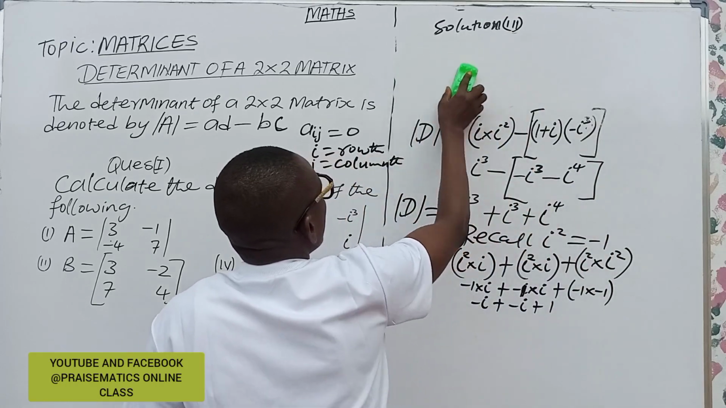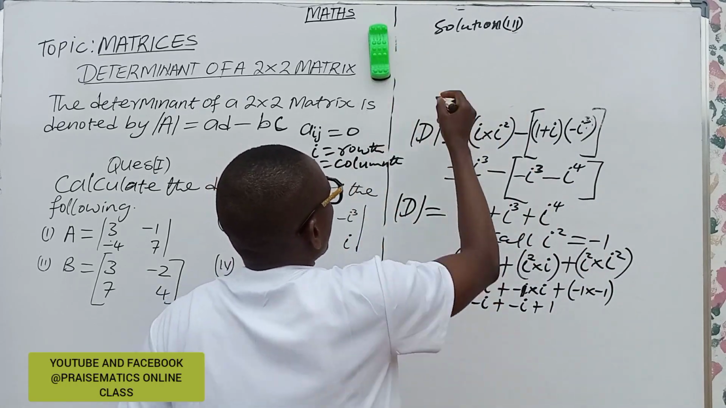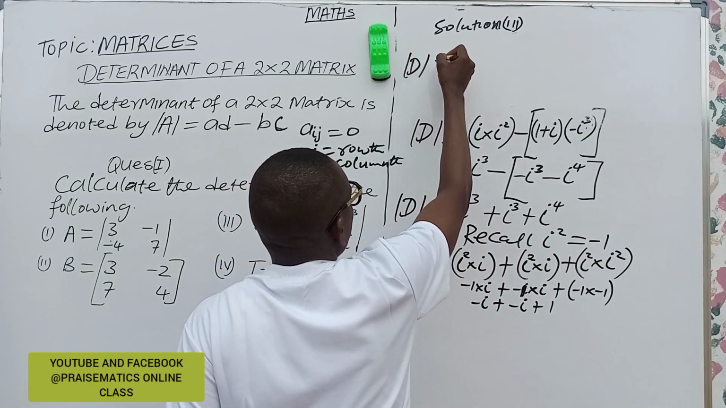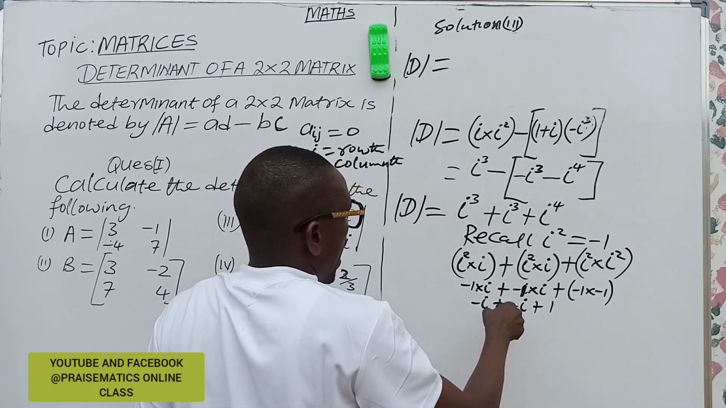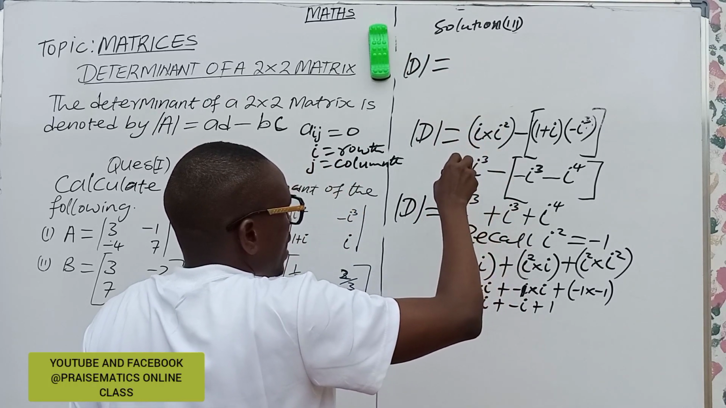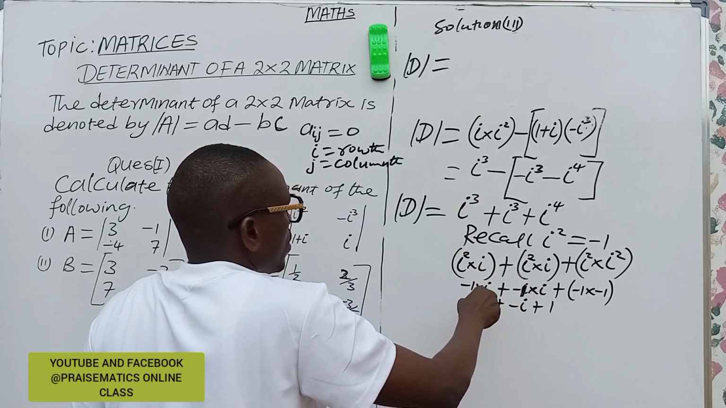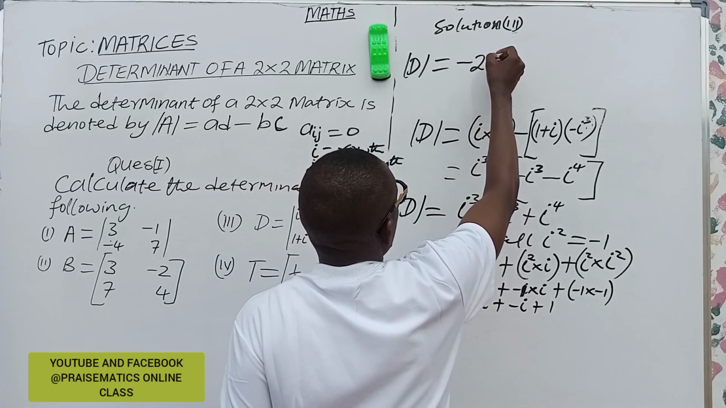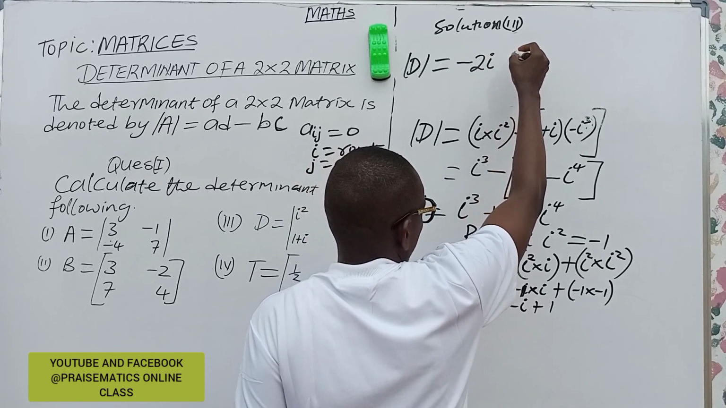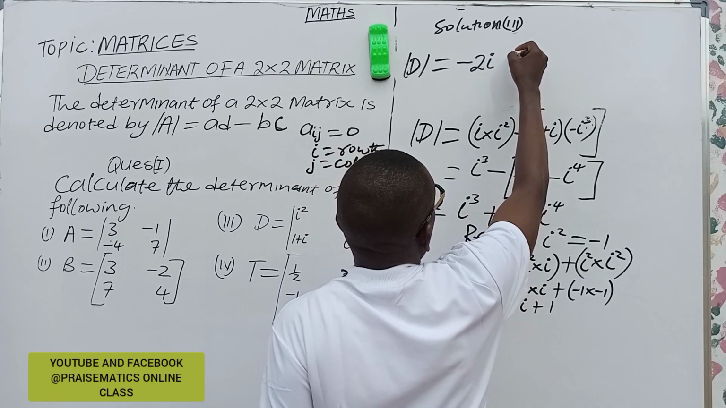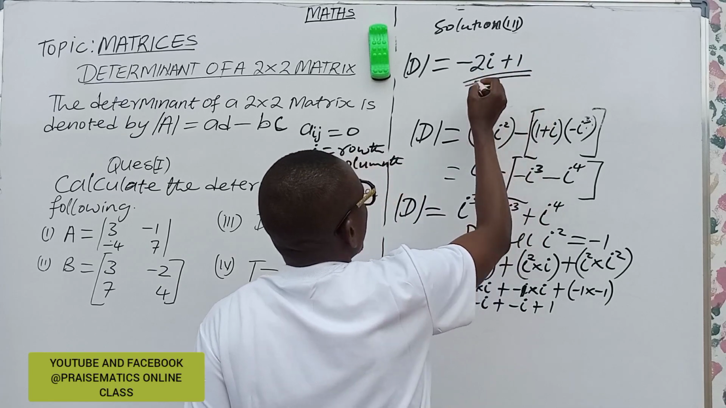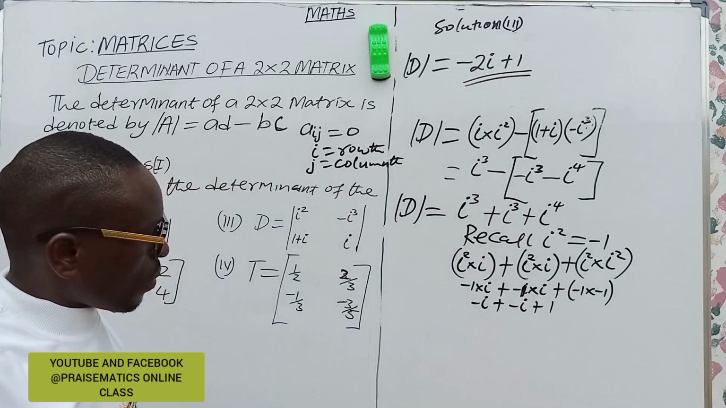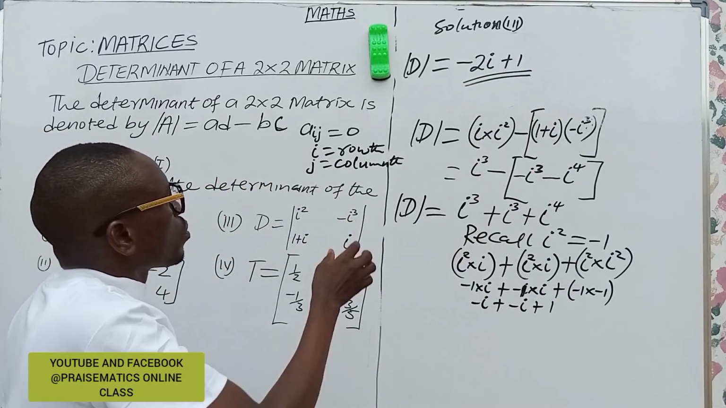So finally, what do we have? We have that D determinant is equal to minus i plus minus i, which will give us minus 2i, plus 1. And that is our determinant. That is our answer. And that is how to solve it.